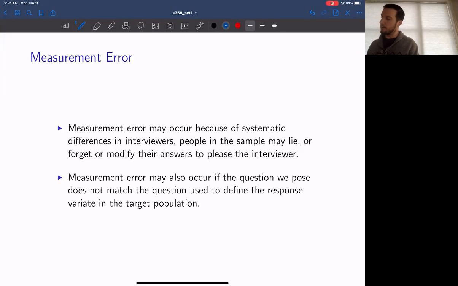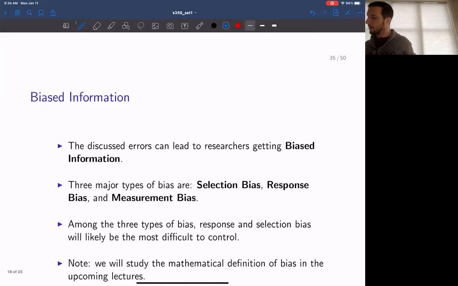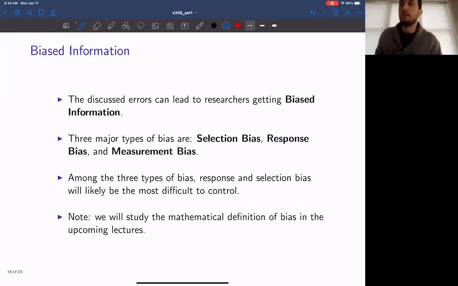And then the last one I have: measurement error can also occur if the question we pose does not match the question used to define the response variate in the target population. So measurement error can occur if you ask something that's irrelevant. Again, it's a very difficult problem. Okay, so those are the three major types of error. Again, what we have is misalignment between the frame and the target population, misalignment between the sample and the target population, and then issues with data collection. Those would be descriptions of the three major error types.